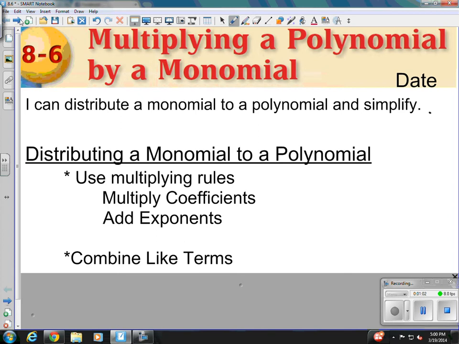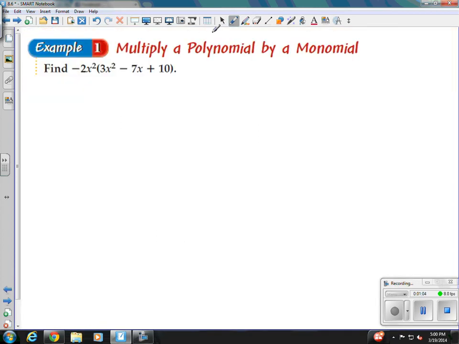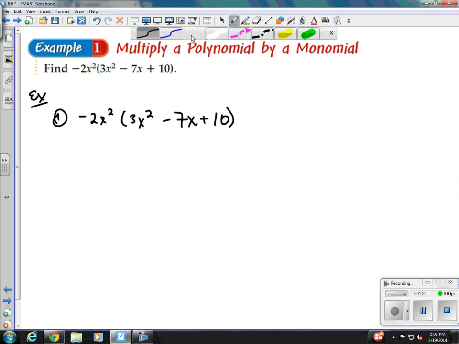So let's see an example of multiplying a polynomial by a monomial. Our first example has negative 2x squared times 3x squared minus 7x plus 10. So order of operations kicks in. You want to check inside your parentheses. We have a 3x squared and just an x. Can't combine them because their powers aren't the same. The 10 doesn't have anything, so I cannot do anything with my parentheses.